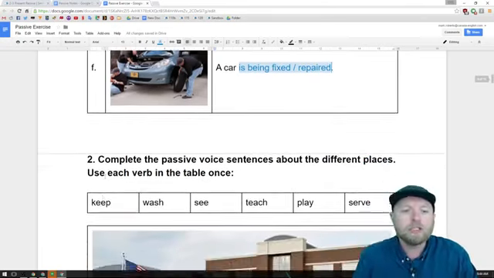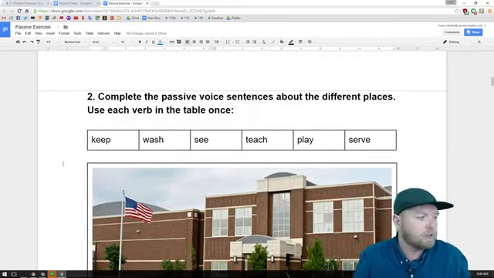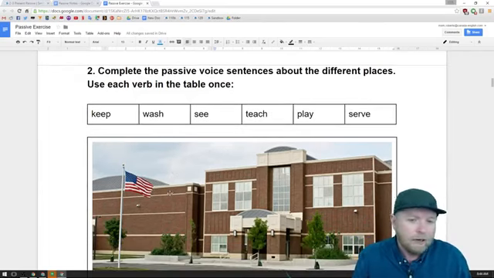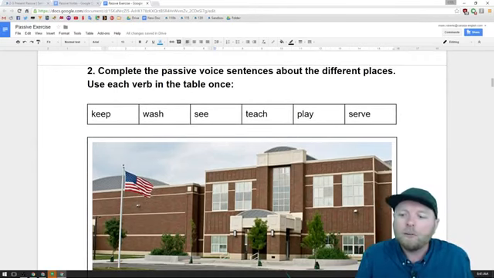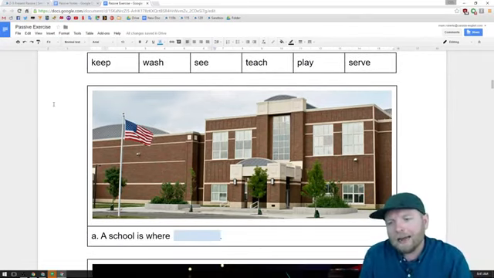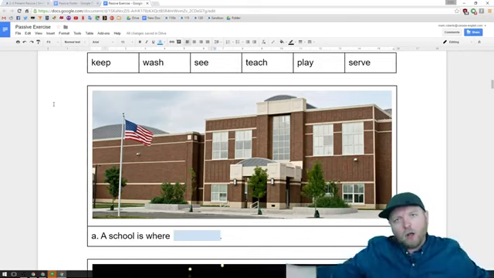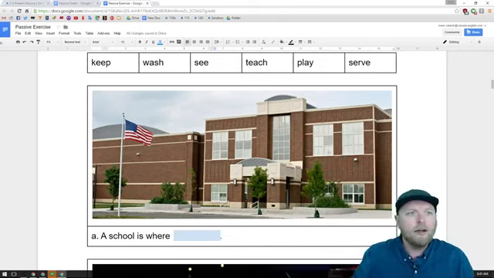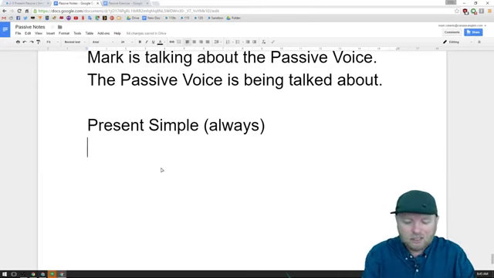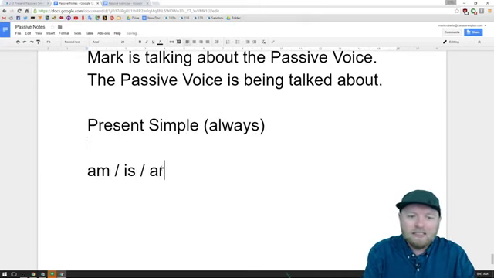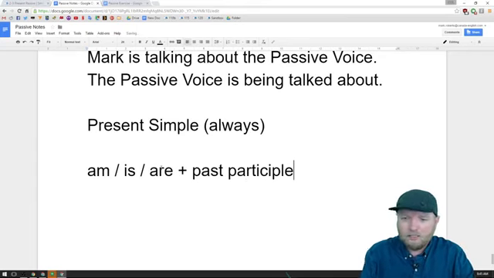Okay, number 2. Like I told you, we're going to do a lot of exercises. Urdojan, remember, turn on HD, right? Because the writing is not super clear if it's low quality. Okay, so we studied what's happening now. Now let's talk about what happens always. Always, usually we use present simple, right? And present simple passive is super easy. You just do am, is, are plus a past participle.